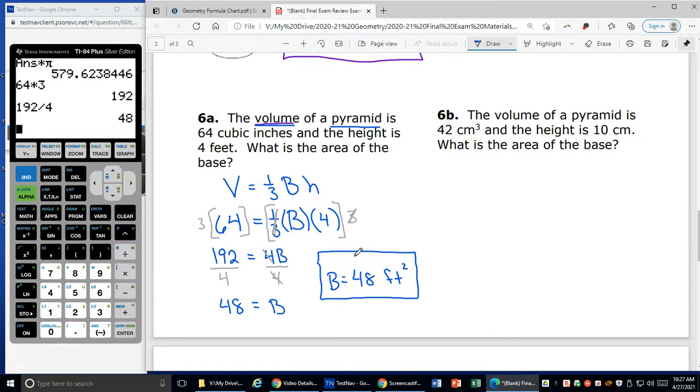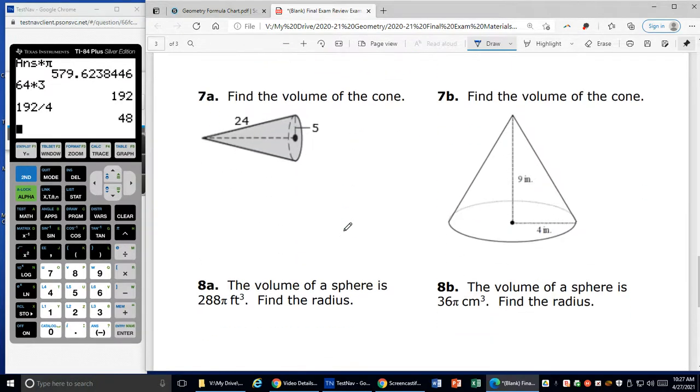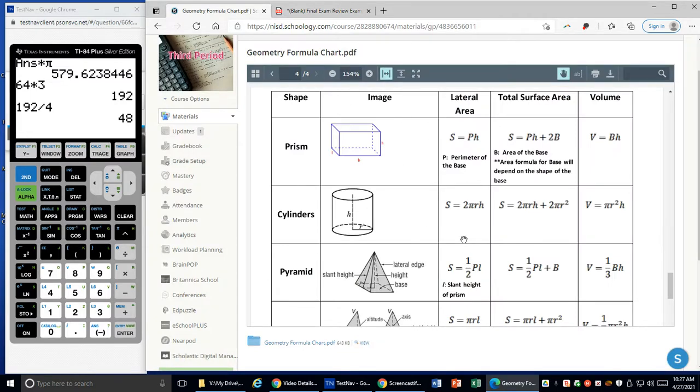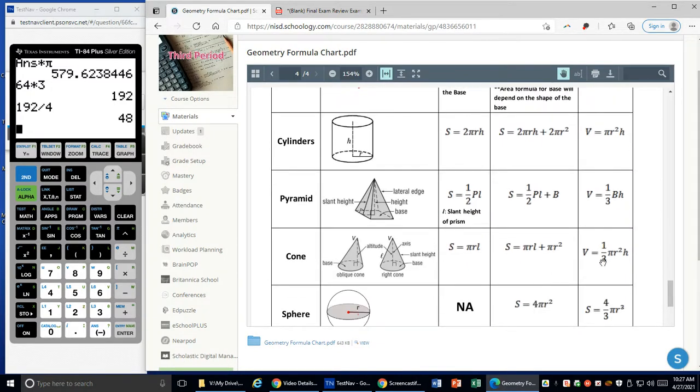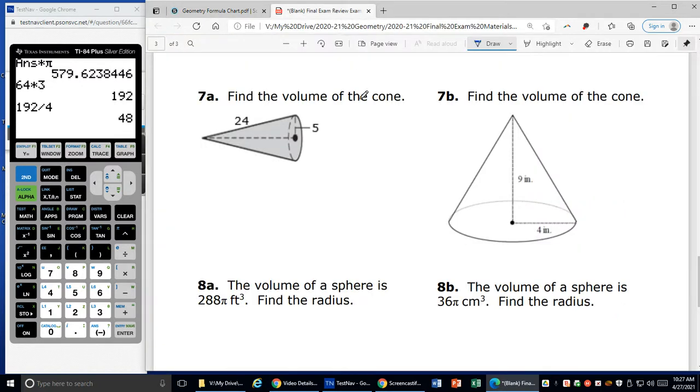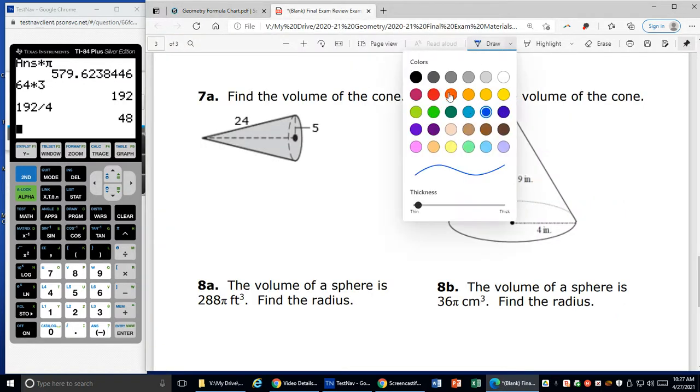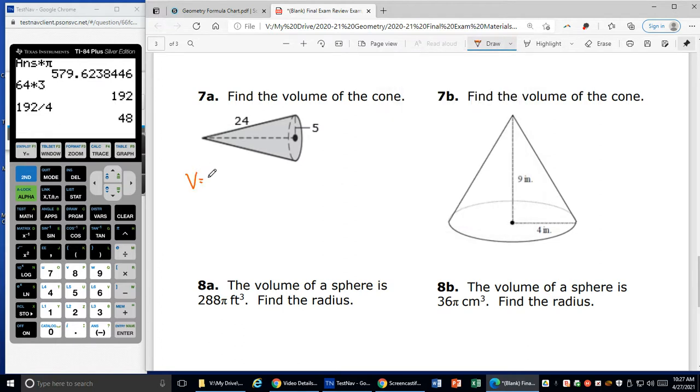Okay, let's look at 7a. Find the volume of the cone. So the volume of a cone is 1/3 pi r squared h. 1/3 pi r squared h. So volume equals 1/3 pi r squared h. My radius is 5, squared, h.